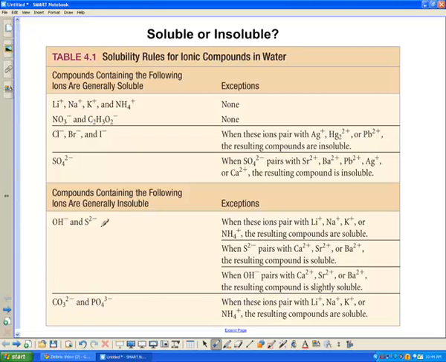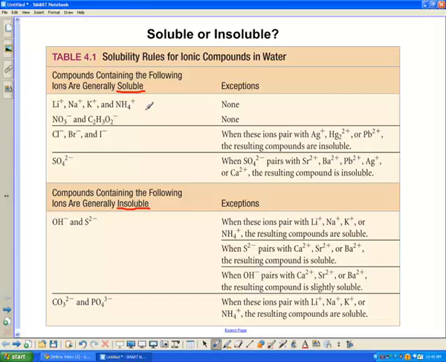This is not by any means an exhaustive list, because it only contains a certain number of ions, but for all you need right now, this table should suffice. So what we have in this table are two parts. The first part, and it's important to make sure that you read this properly: compounds containing the following ions are generally soluble. Notice in part 2 it says compounds containing the following ions are generally insoluble. And then each has exceptions.